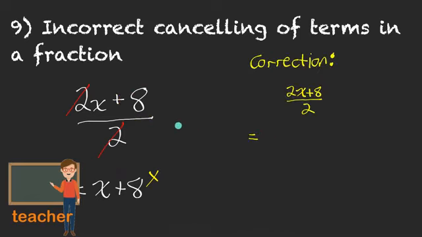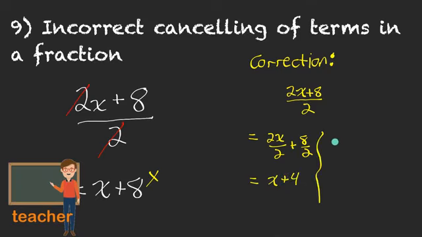Okay, one way you could do this so that you don't make that mistake would be to separate this into two fractions being added. Since the 2x and the 8 are both being divided by 2, I could separate this into 2x over 2 plus 8 over 2, which is x plus 4. Notice the 2x and the 8 are both being divided by 2.